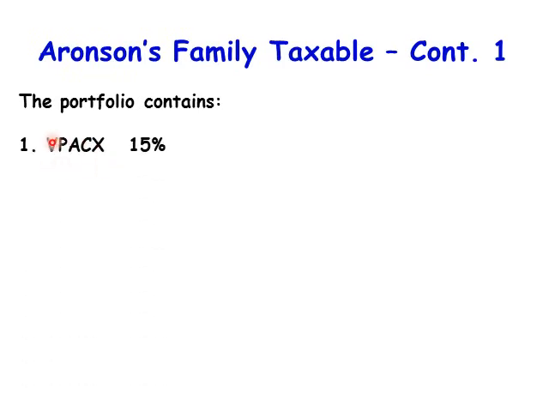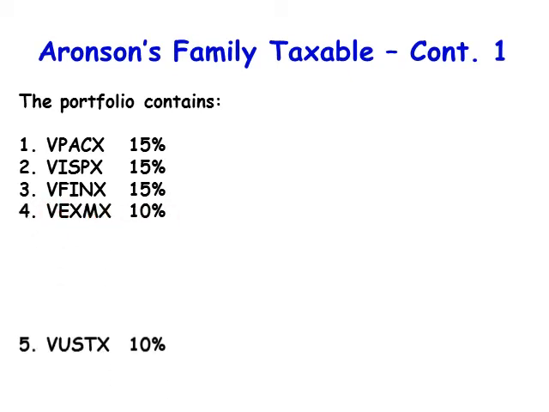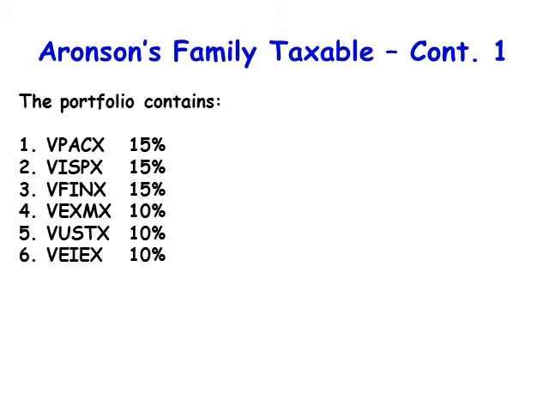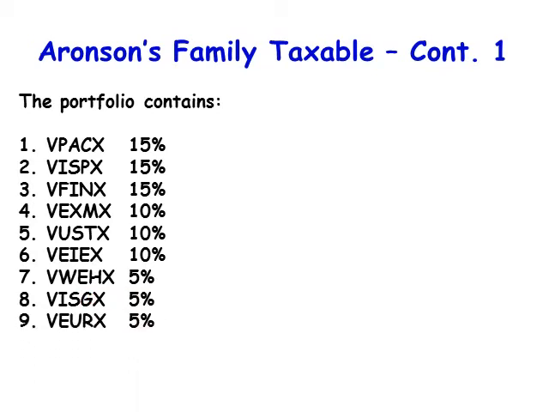The portfolio contains these: VPACX 15%, VISPX 15%, VFINX 15%, VEXMX 10%, VUSTX 10%, VEIEX 10%, VWEHX 5%, VISGX 5%, VEURX 5%, VTSMX 5% and VISVX 5%. That's 15, 15, 15, 45, plus 30, 75. So 80, 85, 90, 95, 100. So we get 100%. There are 11 entries in the portfolio. Okay, let's continue.